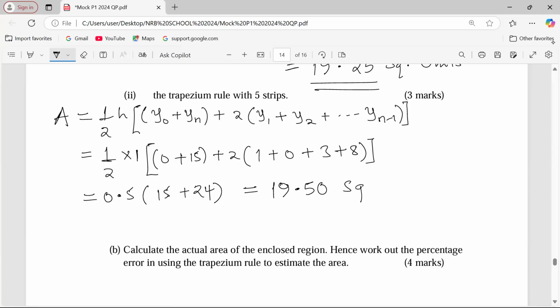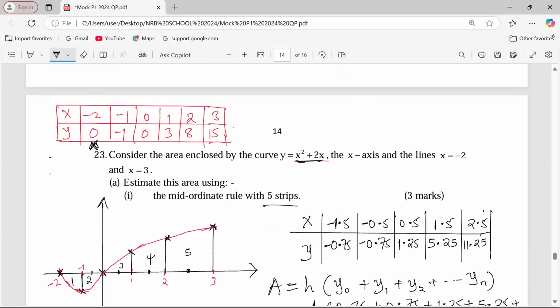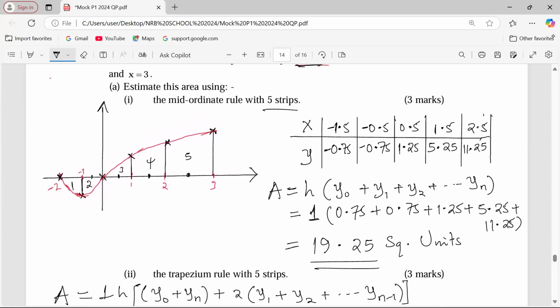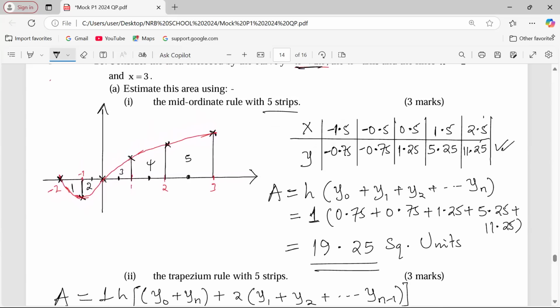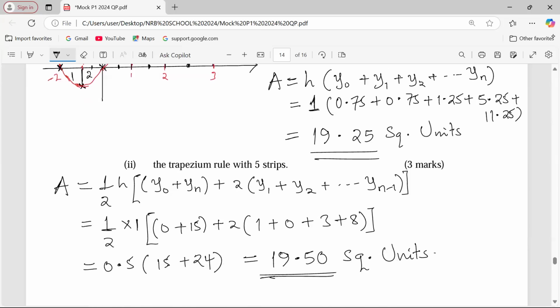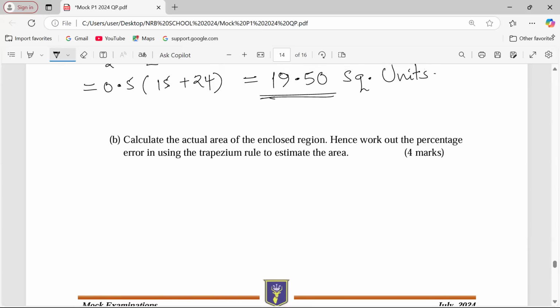Spare units once again. So these are the two estimations using the trapezium rule, whereby we use the original values of heights. But for the mid-ordinate rule, we need the heights at the middle. Let's look at part B of this.